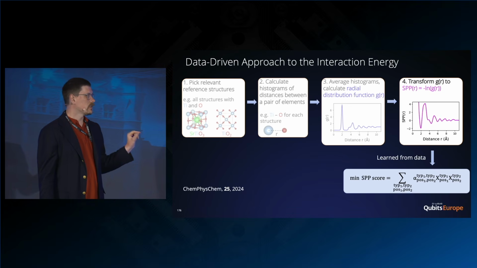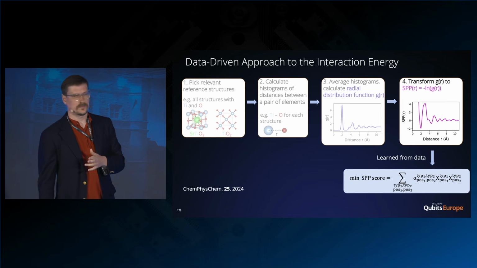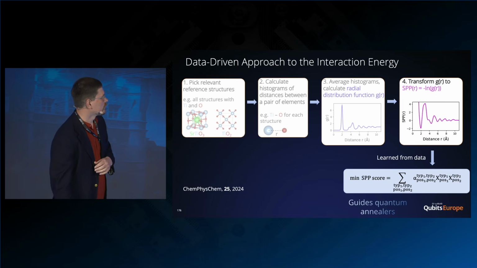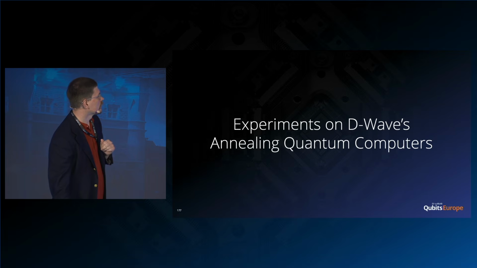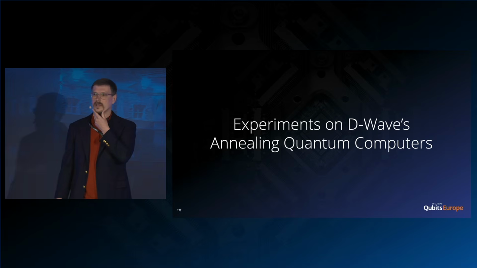And the best part here is that now this one is available across most chemistries. And it could guide quantum annealers still, right? Okay, now you probably would wonder how it performs, right?